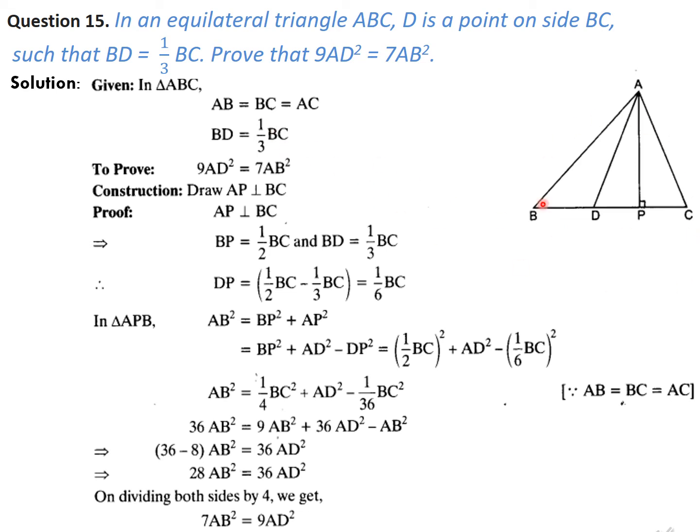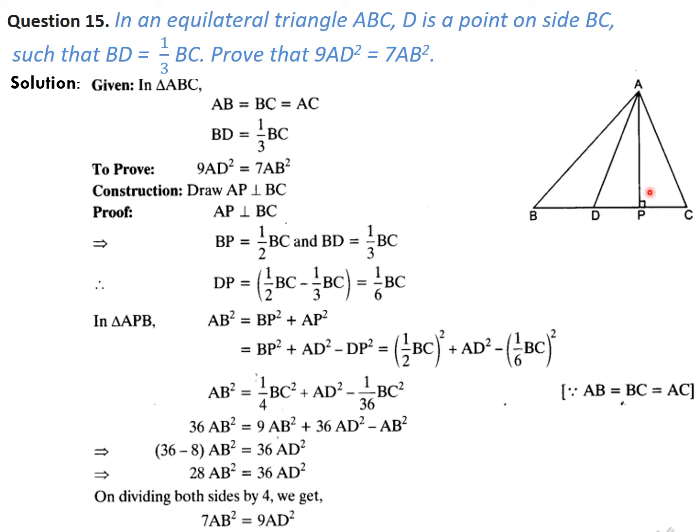So, since it is an equilateral triangle, we can write down AB equals BC equals AC. This is also provided in the question. We have to prove this. So, AD is right over here. AD square is equal to 7 by 9 AB square. So, we have to relate this and this side.